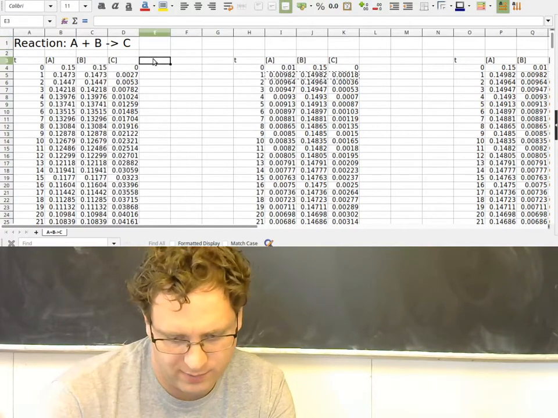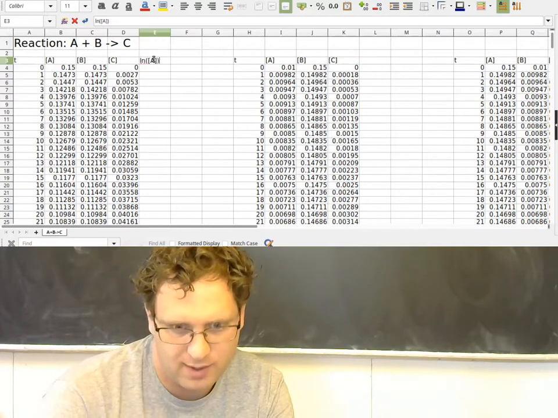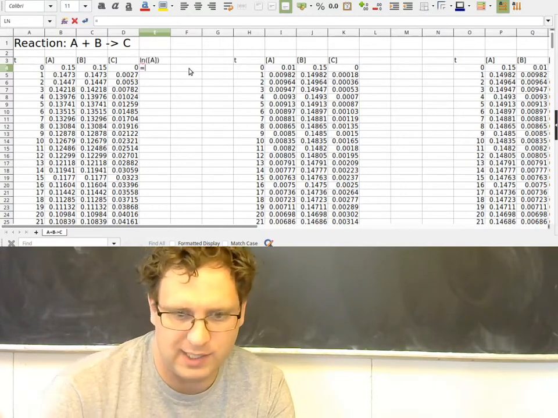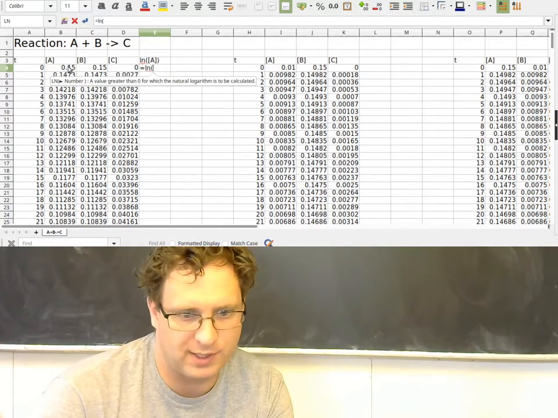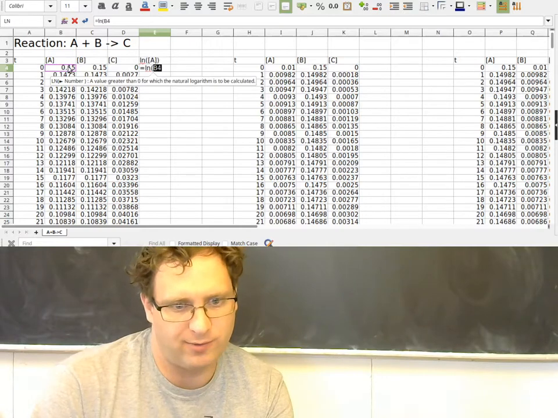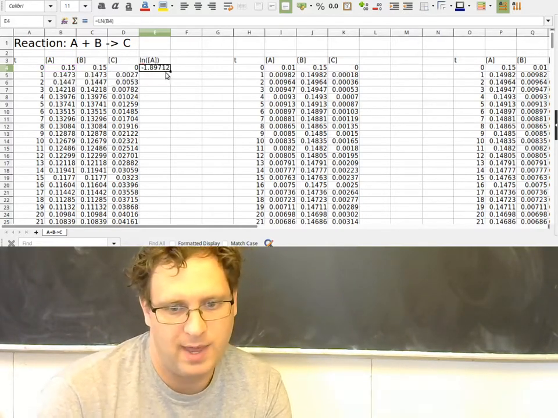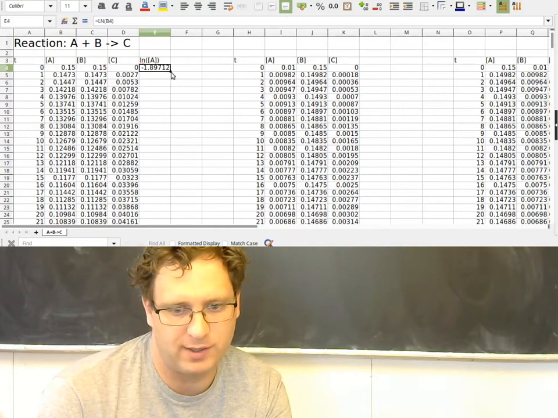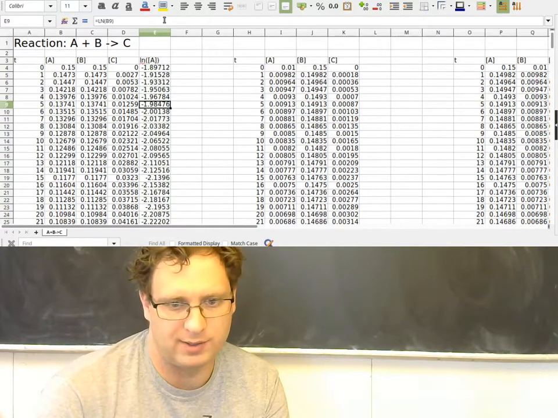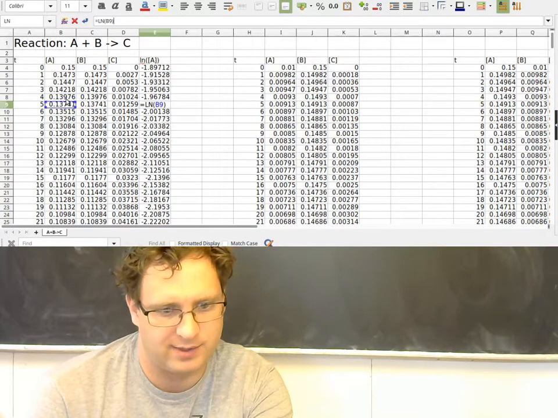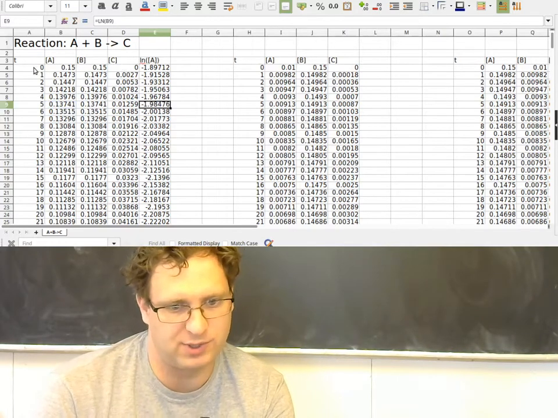And let's figure out how it looks if I plot the natural log of A. So I'm going to hit equals, and then ln for natural log, opening parenthesis, and then I'll click on the cell for the concentration of A. Close parenthesis and hit enter. And then in this corner here, if I double click, that's going to apply that same formula all the way down. You can see here if I select this cell that it's taking the natural log of the appropriate cell that's 2 positions over.